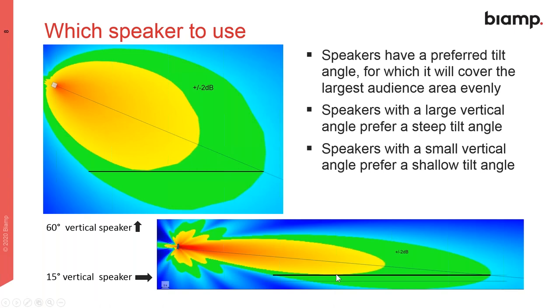So the vertical angle of the speaker will determine what is useful for tilting. Obviously, this 60 degree speaker, we could tilt it much further down, and we'd get a line across here. It might be useful in some applications, but when you first encounter a new speaker, you want to look at its vertical pattern like this and see what it really wants to do, what its preference for tilt angle is.